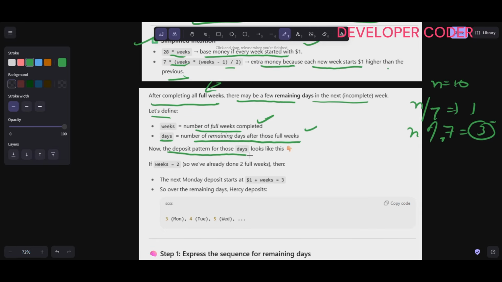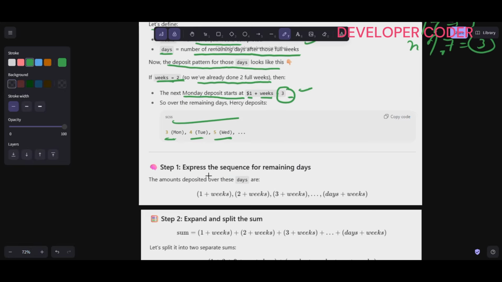Now the deposit pattern for those days looks like this. If we have already completed 2 full weeks, then the next Monday deposit will start from $1 plus weeks, so from 3. So Monday is 3, then 4, then 5, like this. If we already completed 2 weeks, then we start from 2 plus 1, which is 3. Now express the sequence for remaining days as 1 plus weeks, 2 plus weeks, 3 plus weeks, and so on, up to days plus weeks.